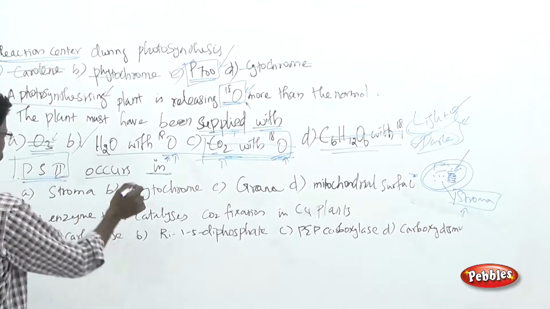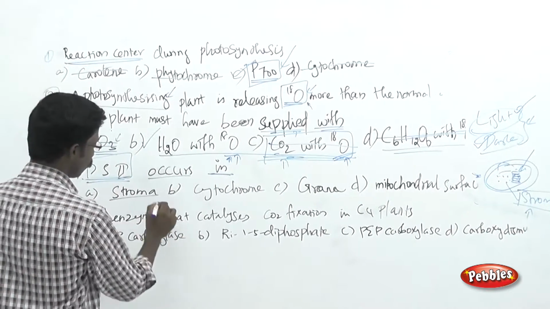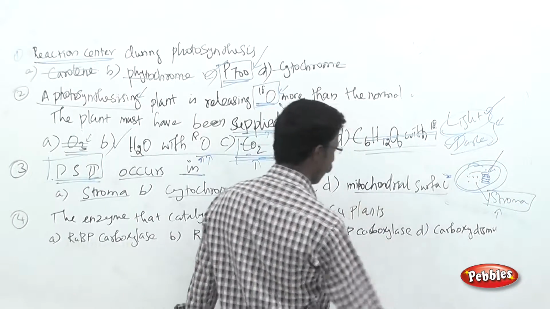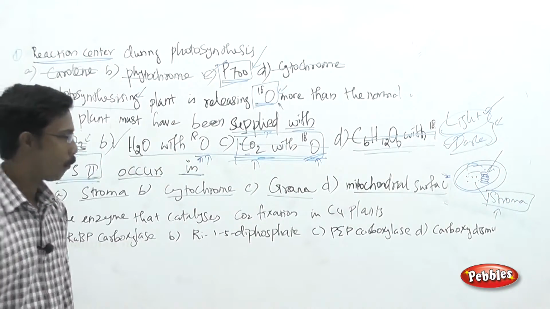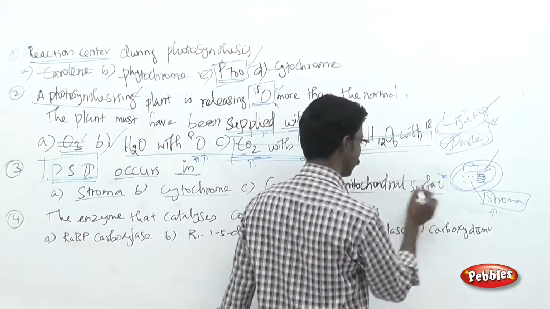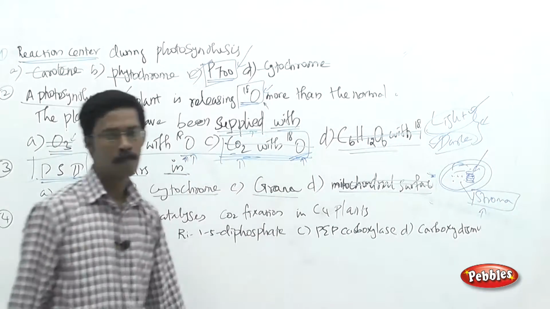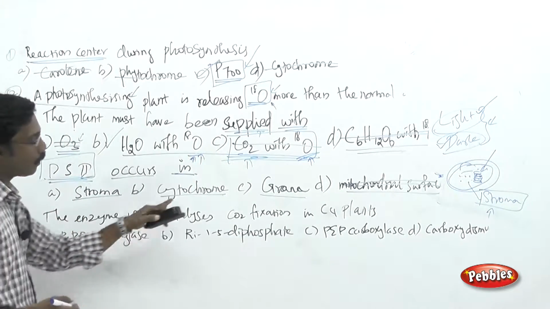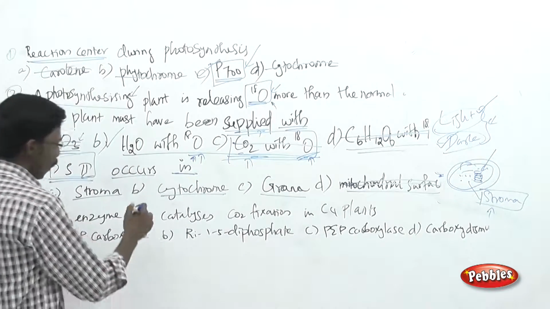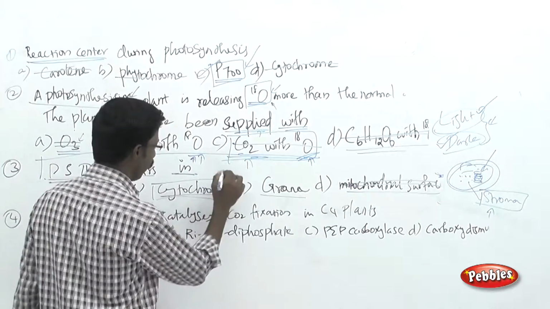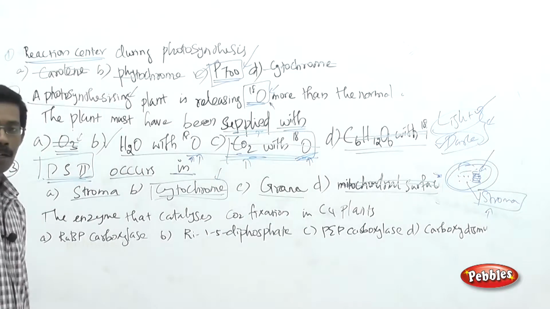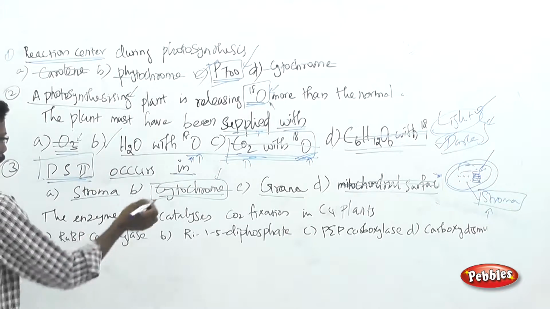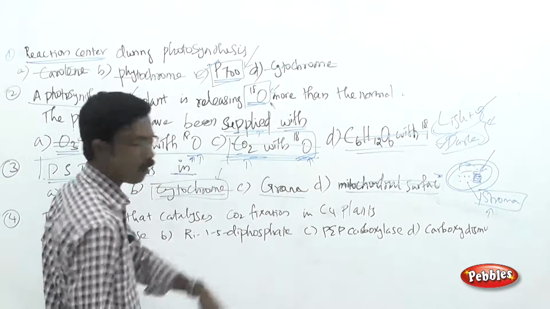Okay, and see the choices over here: stroma, cytochrome, grana, and mitochondrial surface. You can easily eliminate the mitochondrial surface. This is a completely different organelle from photosynthesis. And see the remaining choices: stroma, cytochrome, and grana. Cytochrome is a kind of molecule or complex involved in the electron transport chain. Okay, so you can easily eliminate this. The answer choice must be between stroma and grana.